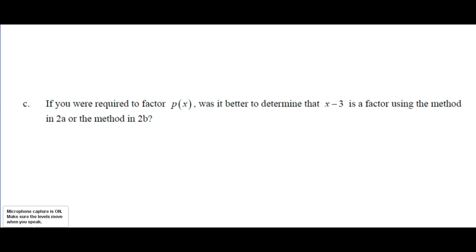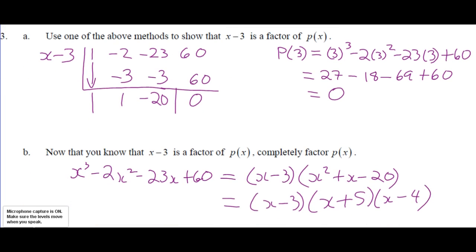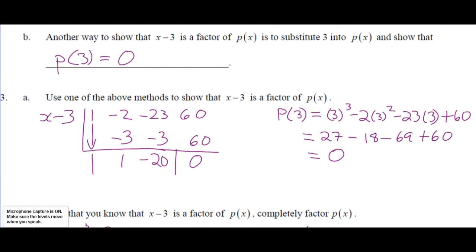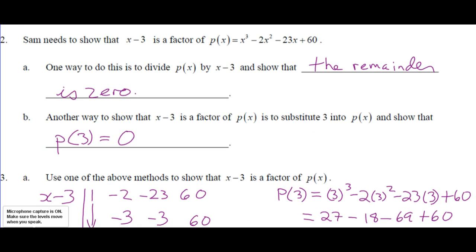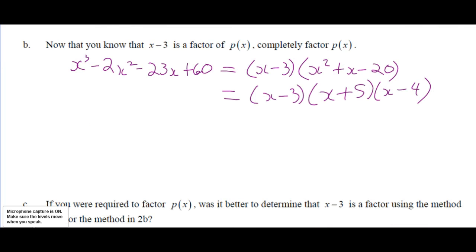Was it better to determine if x minus 3 is a factor using the method in 2a or 2b? This is 2a. So is it better to divide it and show the remainder is 0, or is it better to substitute in and get a 0? Where did this come from? It came from over here. So it's better to divide it, right? If we divide it, get a remainder of 0, we've got, in this case, the quadratic factor, right? We have the linear factor, we've got a quadratic factor which can then be factored. So we can get the factored form.